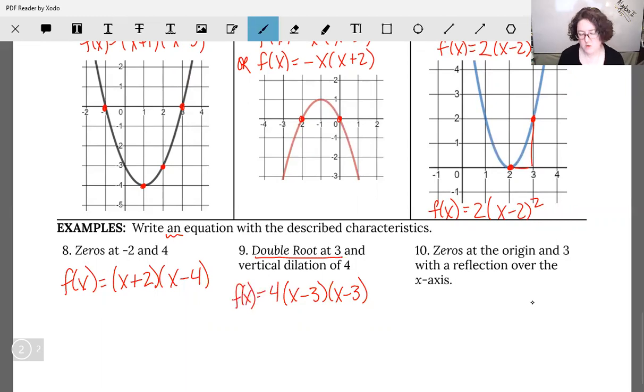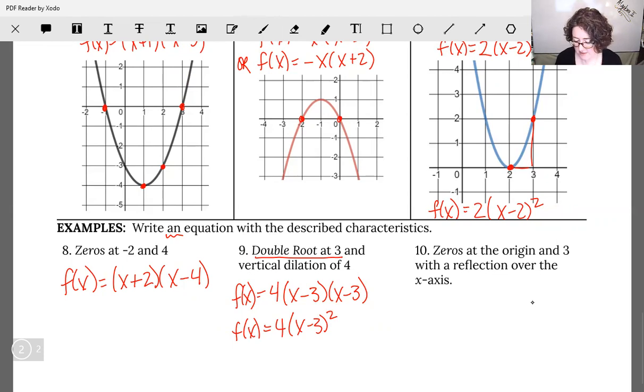And again, there are multiple versions that we could write of this. I could very easily write it in kind of vertex or transformational form, or I could go wild and crazy and multiply it out. But the directions just said write an equation, so it doesn't really matter what format I leave it in. Number 10 is giving us even more specific.